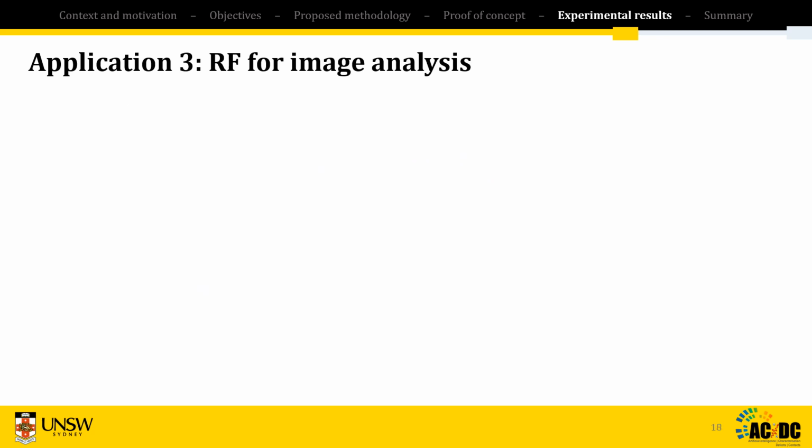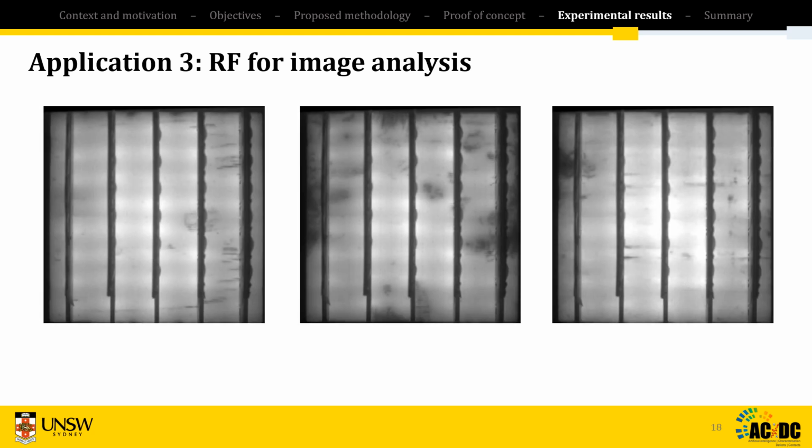Now we proceed to RF for image analysis. Here you have 3 EL images of solar cells, and by the looks of it, you can tell that these are defective cells. Now we've been doing several methods to determine whether cells are defective or not, but we don't really know whether these defects are random or not.